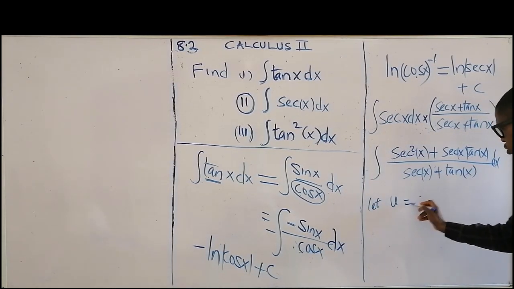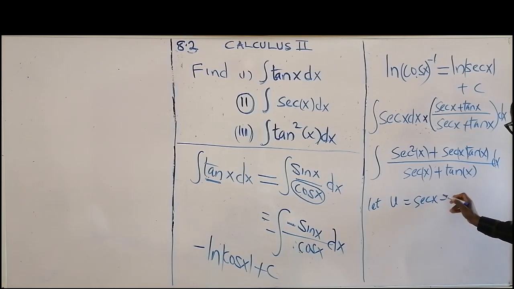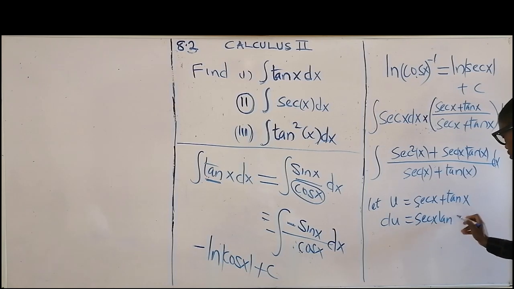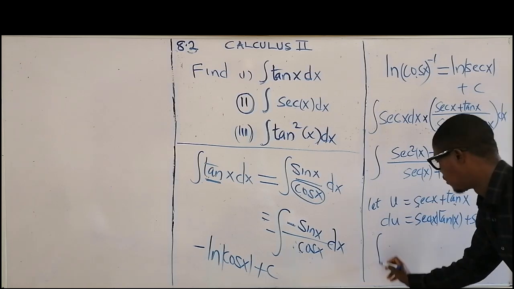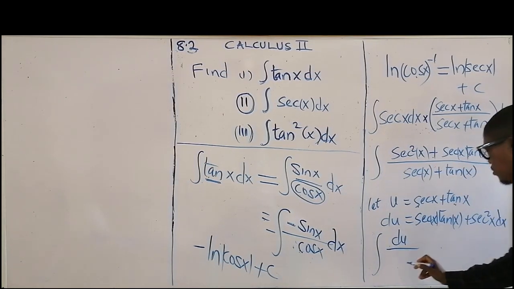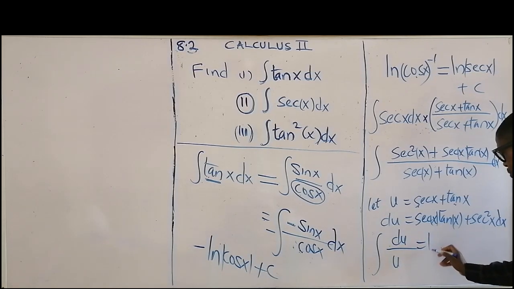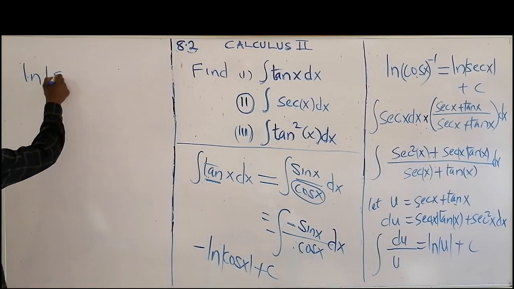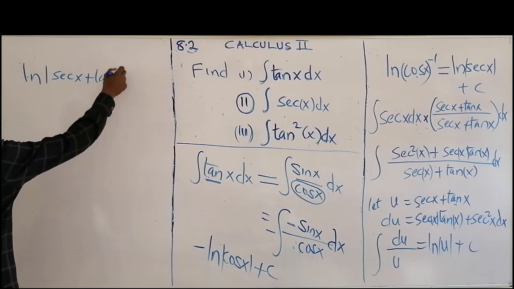Let u equal sec x plus tan x. So your du is equal to the derivative of this: sec x tan x, and this one will give us sec square x. So the integral now becomes du over u, and that's ln u plus c. Let's return the u back, and that will be equal to ln of sec x plus tan x plus c.